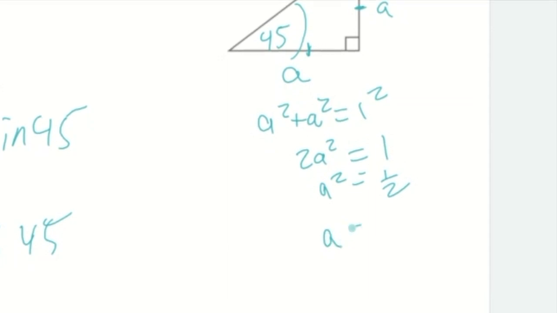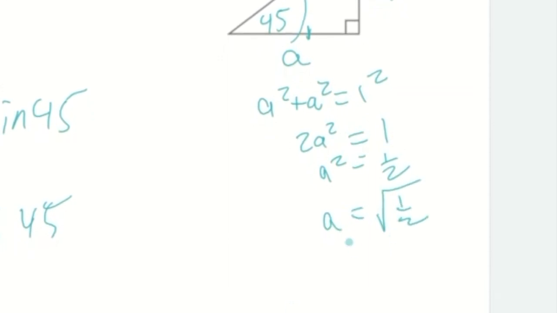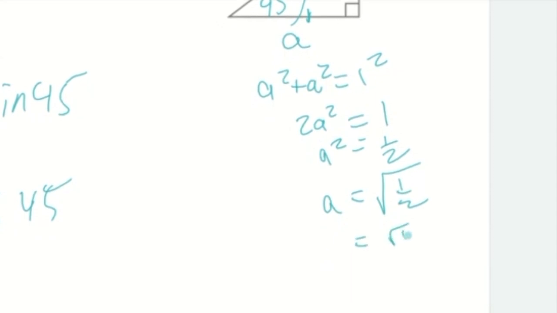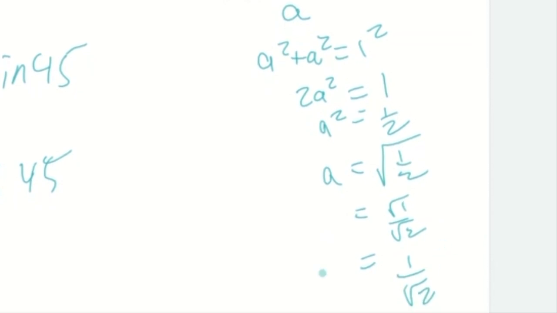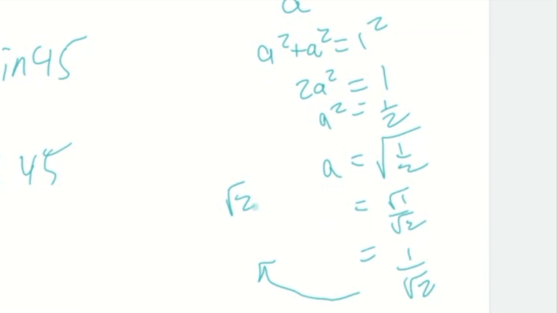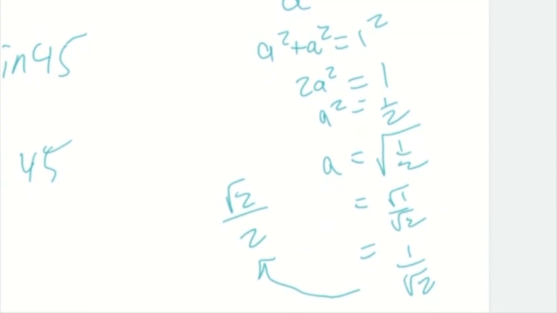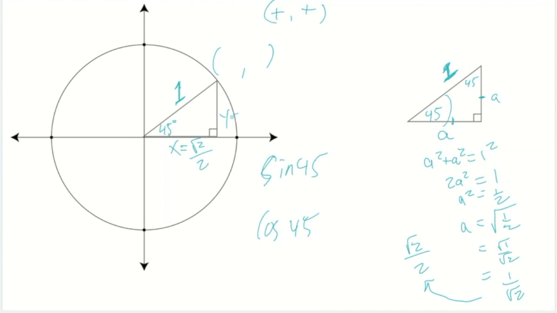Square root both sides. So now you have a equals square root of 1/2, which is square root of 1 over square root of 2, which equals 1 over square root of 2. Rationalize that, and you'll get root 2 over 2, which means both x and y, since they're the same, equal root 2 over 2. And so this is our coordinate for this point. They're both positive because they're in the first quadrant. So now this is easy. If you have a 45-degree angle here, what's our y equal? Oh, root 2 over 2.